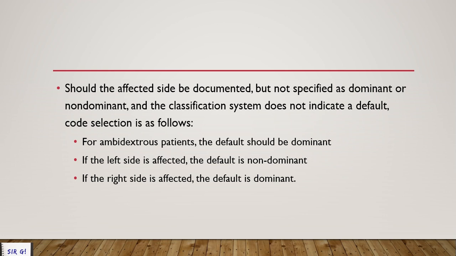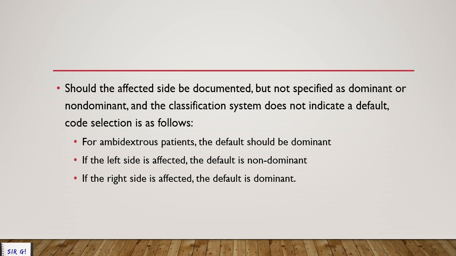So code selection is as follows as per the guideline. For ambidextrous patients, the default should be dominant always. Even if the right side or the left side is affected, we always consider both sides as dominant, because for ambidextrous patients, remember, they can use both left and right. So both sides are dominant. So for ambidextrous patients, we don't have any choice. Even if the left side is affected or even if the right side is affected, it's considered the dominant side of the patient because both sides are dominant. There are patients like that.